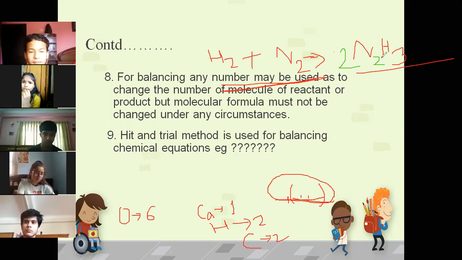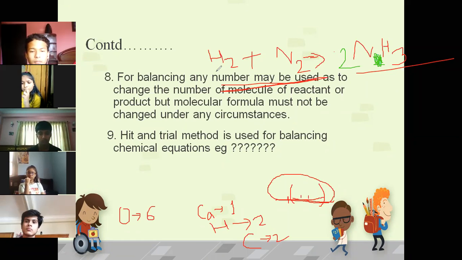So this 2 cannot be put as a subscript; this is not possible. The only thing you can do is put any number in front: 2, 3, 4, 5. You are changing the number of molecules. 2 means 2 molecules of ammonia, 3 would be 3 molecules of ammonia. So by putting 2, nitrogen will be balanced.